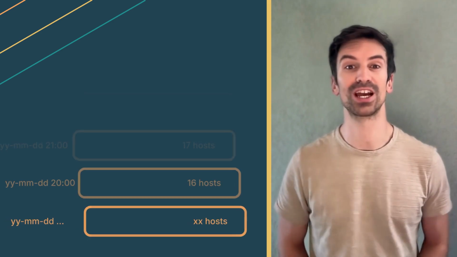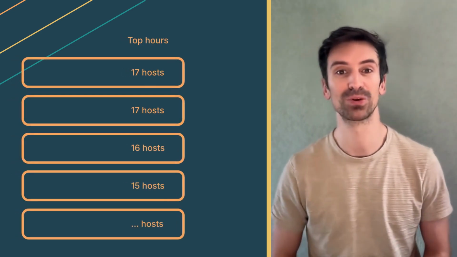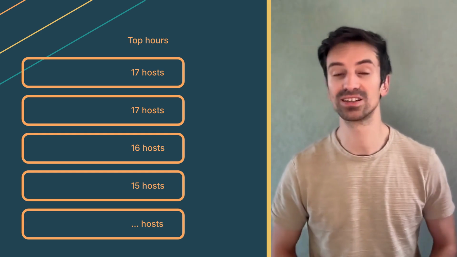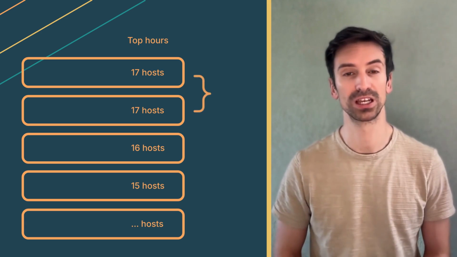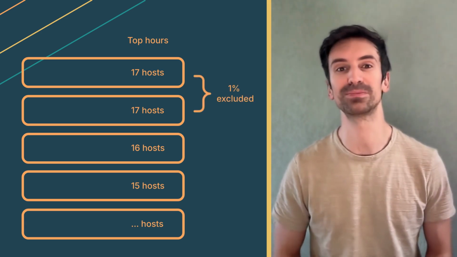So what exactly counts as a host? Datadog tracks the number of unique hosts being monitored every hour. If you're on the high watermark plan, which is the most common, your monthly host count is based on the highest number of hosts used across 99% of those hourly samples. Datadog excludes the top 1% to protect you from temporary spikes that could otherwise inflate your bill.